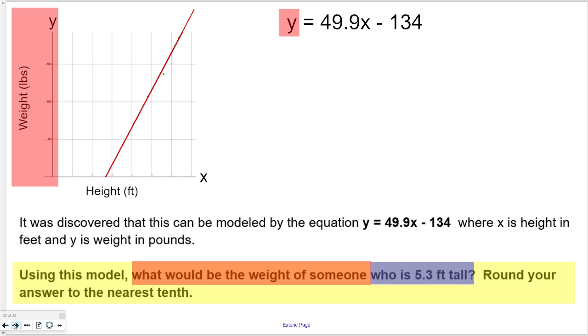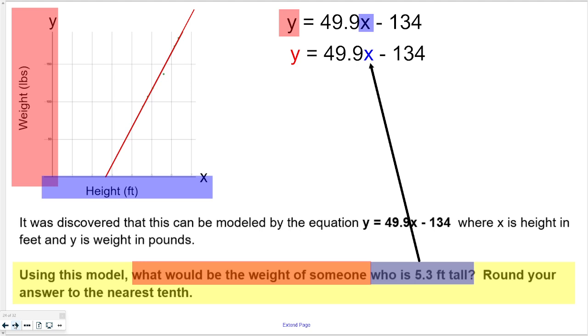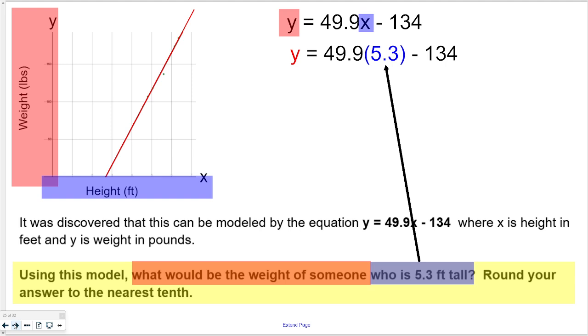Now, the height, the 5.3 feet, how do I know that that's the x? Well, look at your x-axis. Your x-axis says that's the height. So that x is going to represent the height. And if they want to know the weight, all we have to do is plug in the height that they gave us. So this 5.3 feet tall person, that's the height. We're going to replace that x with the 5.3.